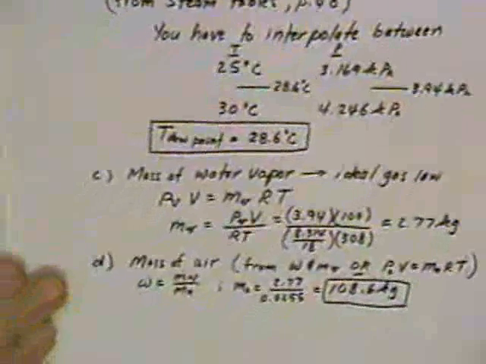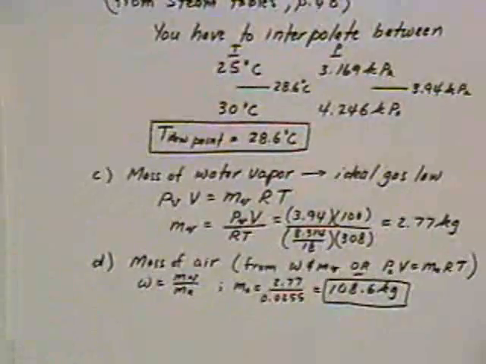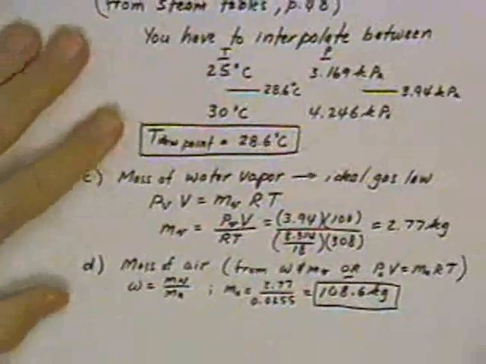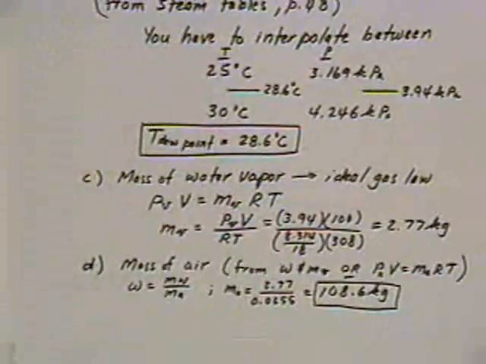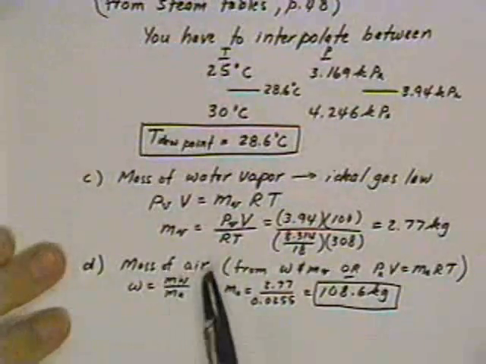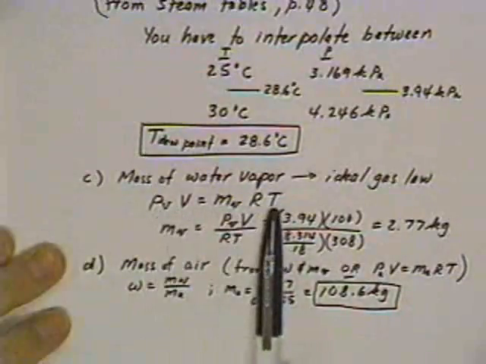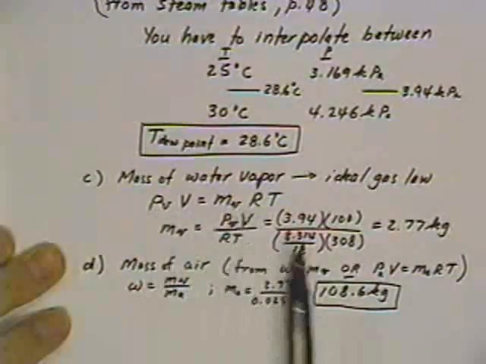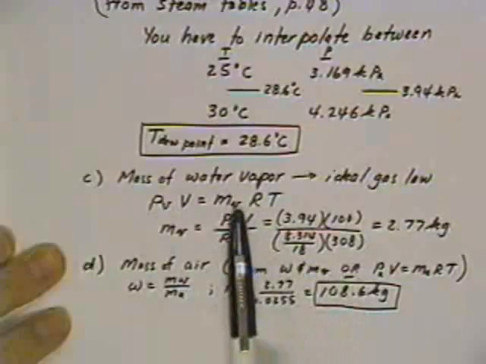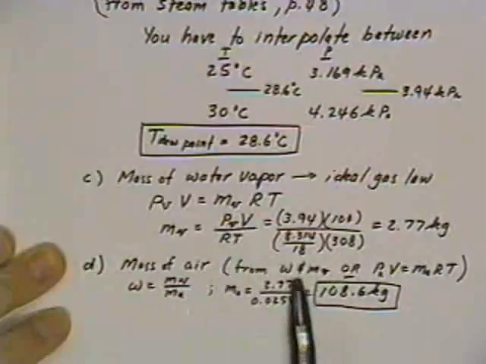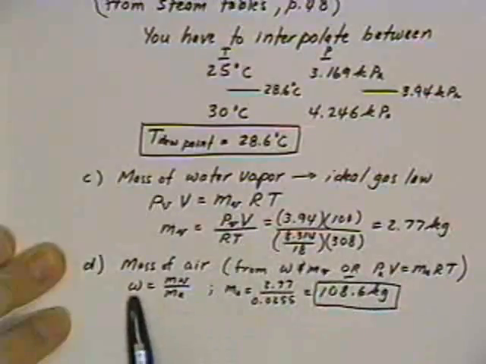Okay, the last thing we want to calculate is the mass of the air, and we can do it the same way. We can use P of the air times V equals mass of the air times R T, so we can calculate the mass of the air from the partial pressure of the dry air, or we could do it from the humidity ratio. I just chose to take the humidity ratio here.